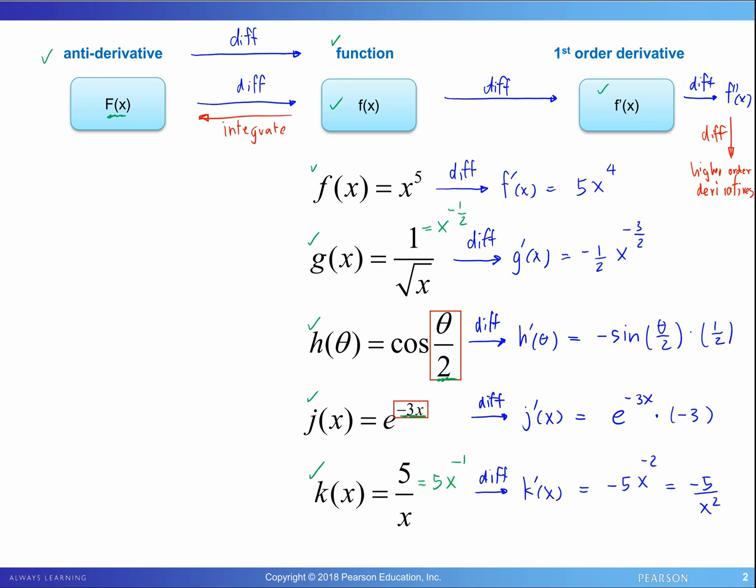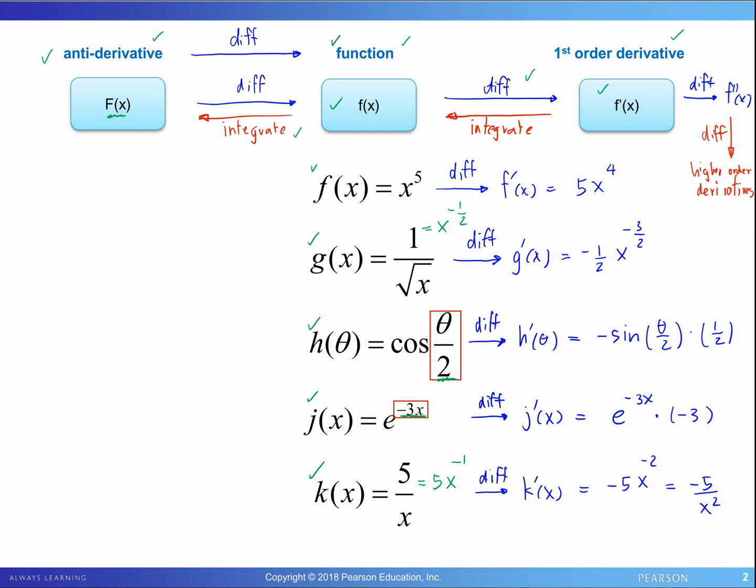When it comes to this integration process, you can apply it to this part as well, from f prime of x to regular f of x. If you integrate f prime of x, the first order derivative of f of x, you are going to get the regular function back. So that's basically it, the relation between function, diff, derivative, integrate, and antiderivative.